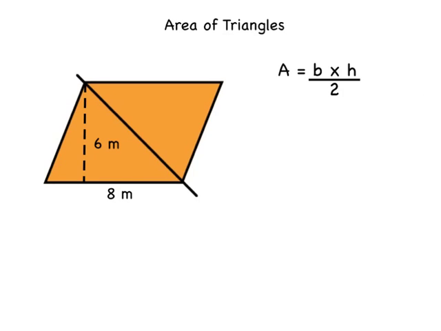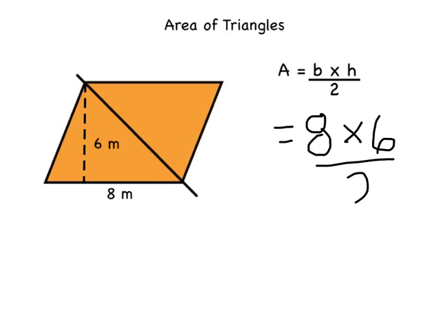Let's carry on by actually finding the area of one of the triangles. So I can say that the base is still 8, and it's going to be multiplied by 6, and it's going to be divided by 2. Now I know that 8 times 6 is 48, and it's still divided by 2. Now that tells us that the parallelogram has an area of 48. So the orange parallelogram has an area of 48.